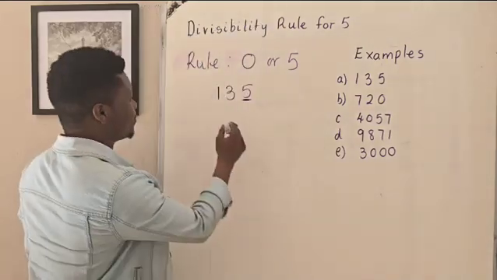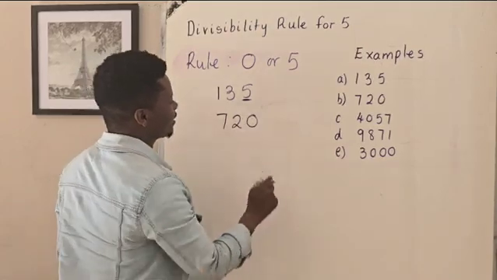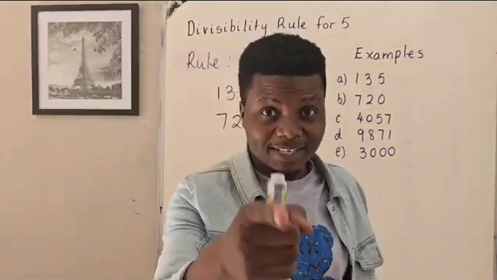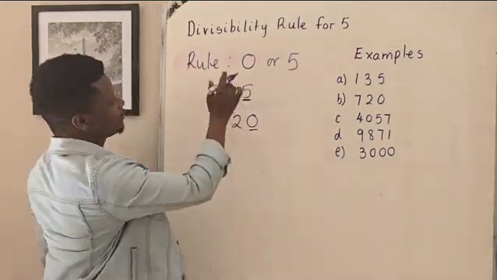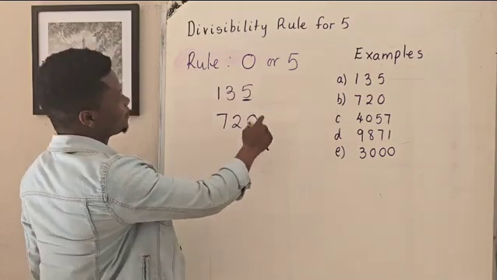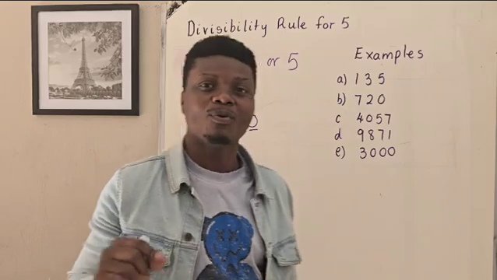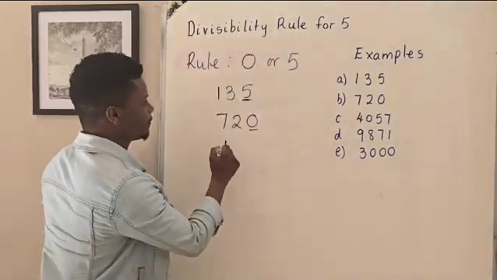How about the second number that I have, which is 720? Is this number divisible by 5? Yes, because the last digit is a 0. In fact, the rule says that if the number ends with a 0 or a 5, therefore it's divisible by 5.